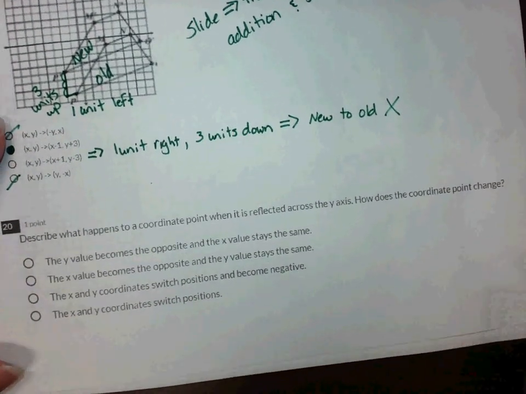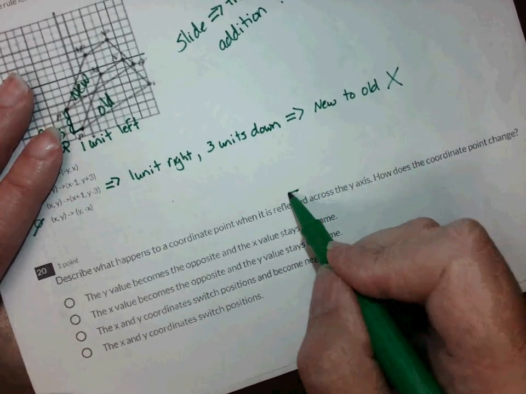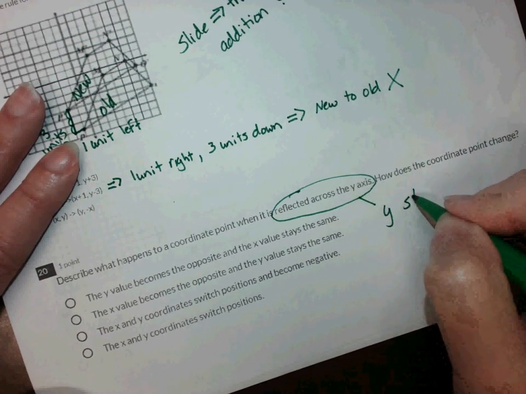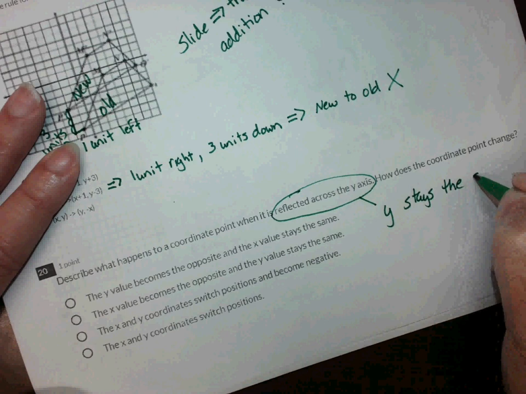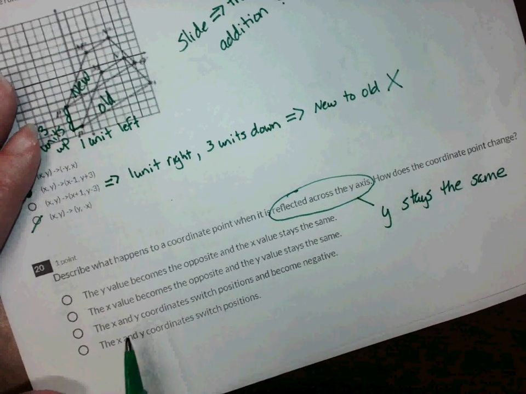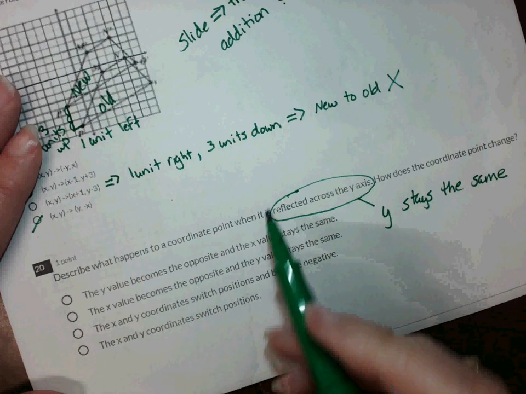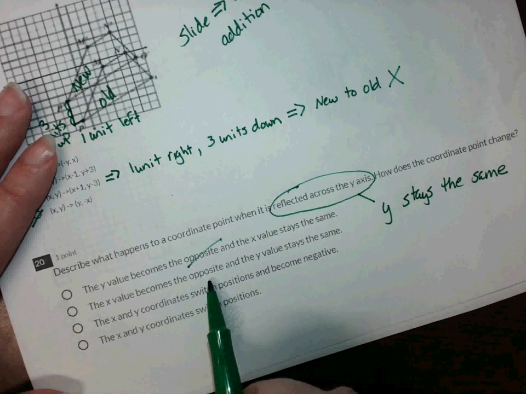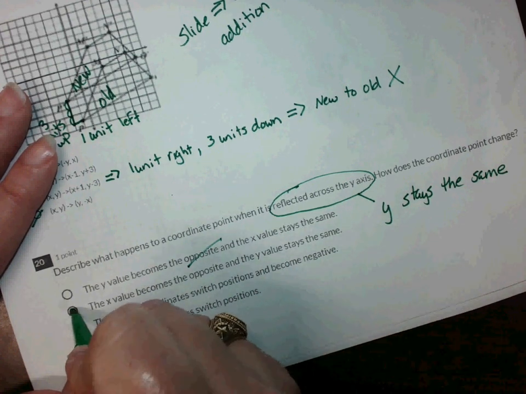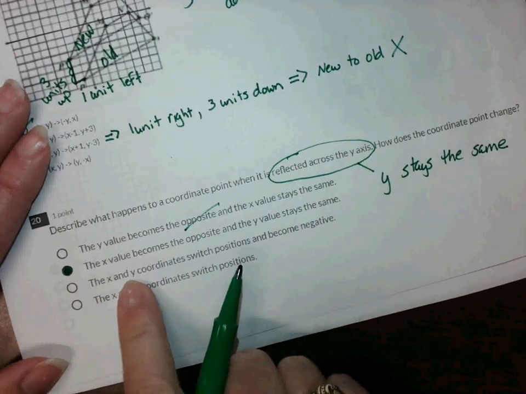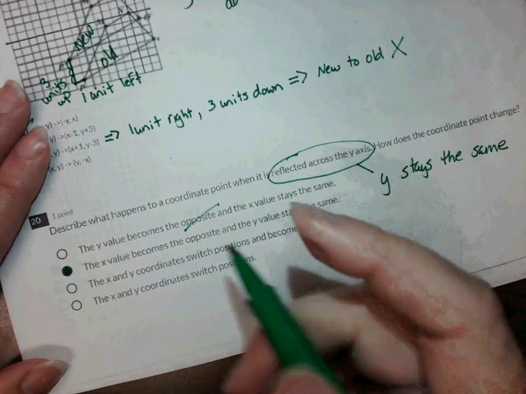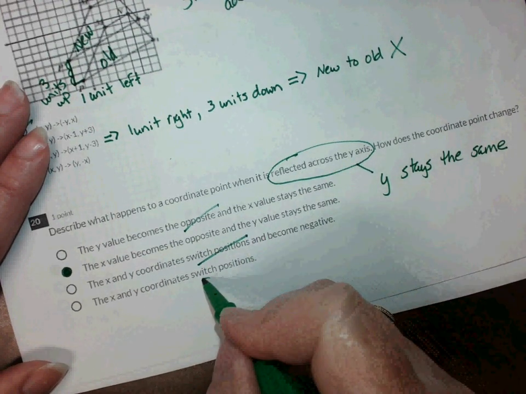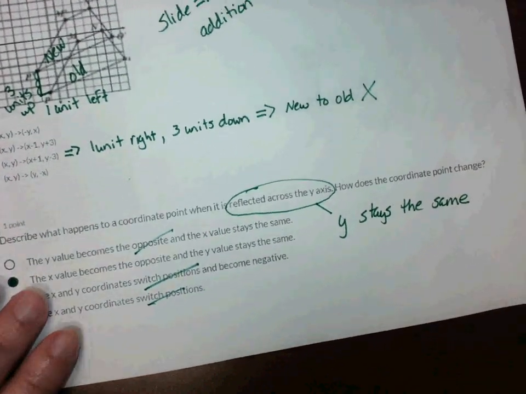And the last one, describe what happens to a coordinate point when it is reflected across the y-axis. If it's across the y-axis, the y stays the same. The y value becomes the opposite? Nope. The y stays the same. The x value becomes the opposite and the y stays the same. Yes. Let's double check the rest. The x and y coordinates switch positions. Nope, nothing switches positions. No. That is your corrections.